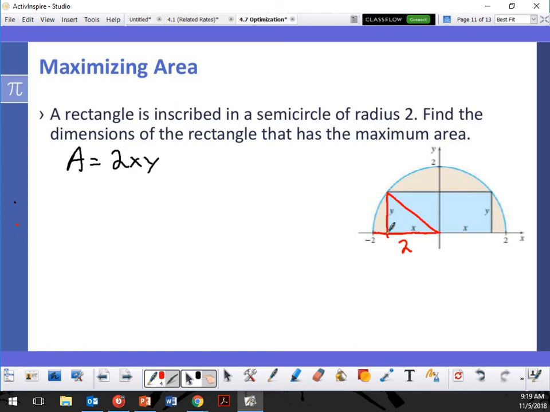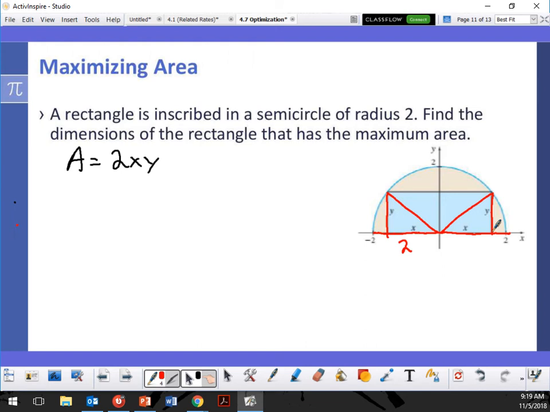So could I find the area of the triangle? Yeah. If I find the area of the triangle, what would I do to find the area of the whole thing? Multiply by 4. Why 4? Because there are 4 triangles. I can get 4 of those out of there. So if I could maximize that, let's see.